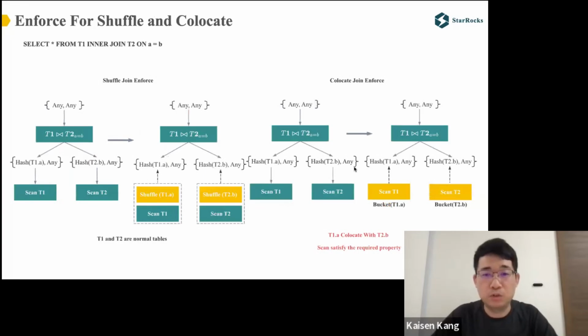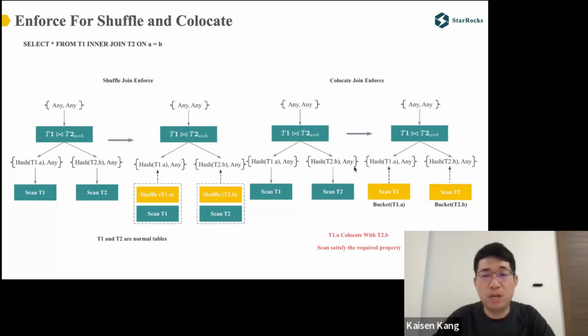In StarRocks, the distribution strategy for join operation is determined by the distribution property enforcer. On the left, we can see an example of a shuffle join enforcer. The join operator requires the distribution properties of hash A column and hash B column. Since T1 and T2 are normal tables that do not inherently satisfy these distribution requirements, shuffle exchange operators are enforced on the scan T1 and scan T2 operators.